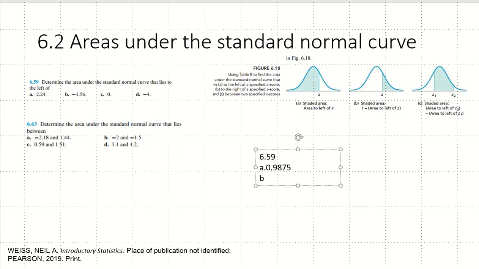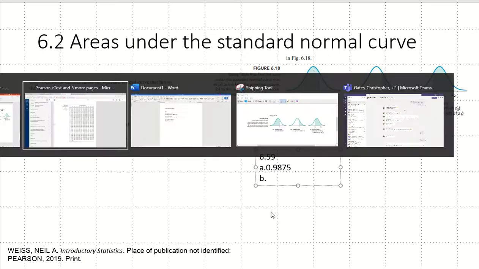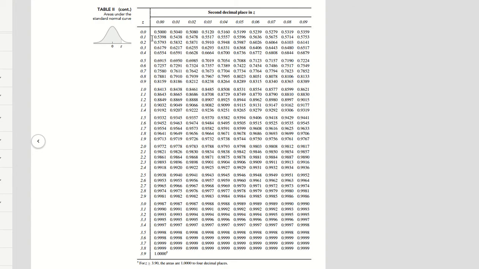Part B, it tells us to find the area to the left of -1.56. So once again, if you see the z-score, 0 is in the center, -3 is at the far end, -1.56 is right here. It's less than 0. So the area here to the left should be much less than the first one, 2.24. All right, and so that's our assumption. Let's confirm it by looking at the table.